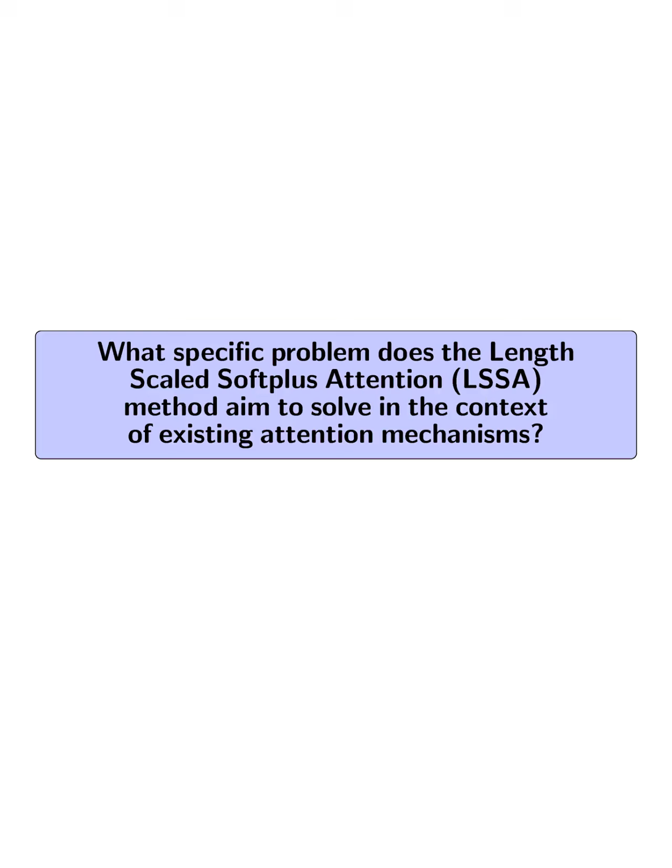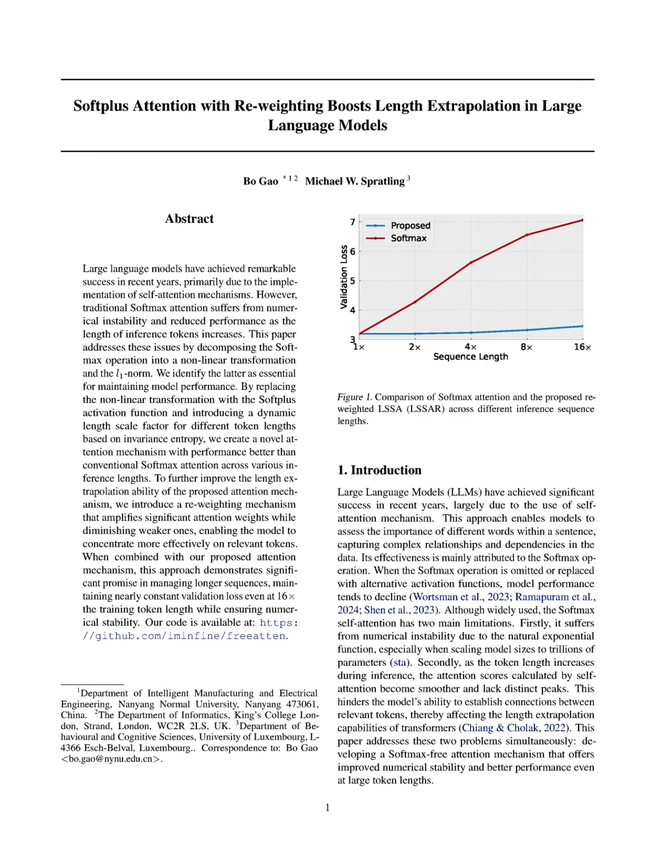What specific problem does the length-scaled Softplus attention (LSSA) method aim to solve in the context of existing attention mechanisms? The length-scaled Softplus attention (LSSA) method specifically aims to address two significant problems associated with existing attention mechanisms: numerical instability and the inability to maintain distinct attention peaks for longer token sequences.